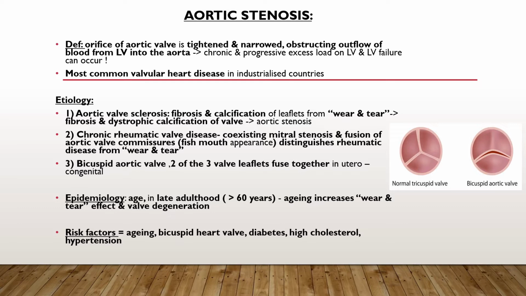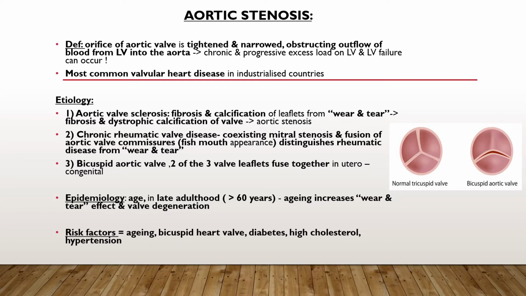Major causes of aortic stenosis involve sclerosis of the aortic valve. So over time, fibrosis and calcification of the valve leaflets due to wear and tear can cause fibrosis and dystrophic calcification. It can also be caused by chronic rheumatic valve disease, as well as a bicuspid aortic valve where 2 out of the 3 leaflets are fusing together in utero. So this is a congenital problem.